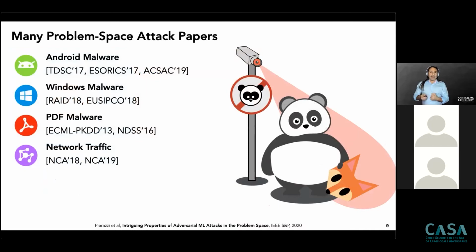So in the past, there have been several problem space attack papers on different application domains, Android malware, Windows malware, PDF malware, network traffic, and so forth and so on. And they've been really inspirational for us to start reasoning about this problem. However, it was a little bit tricky for us to understand what is the state of the art and whether there is a unified and principled way to reason about problem space adversarial attacks and how, therefore, we can advance the field in a more systematic way.